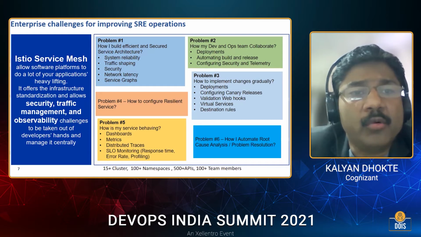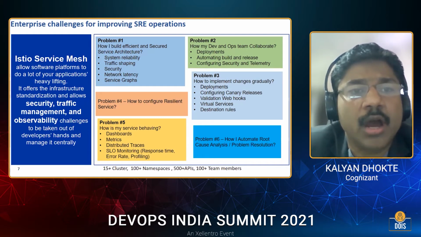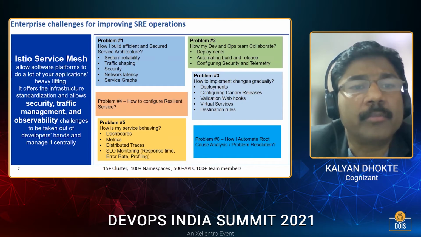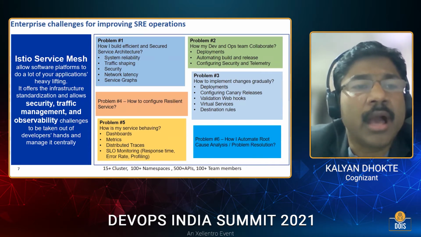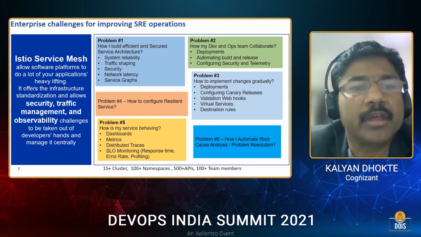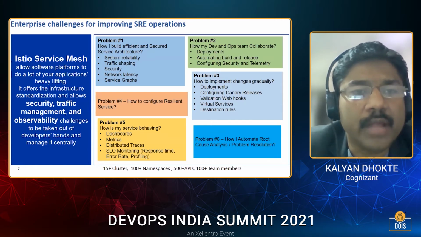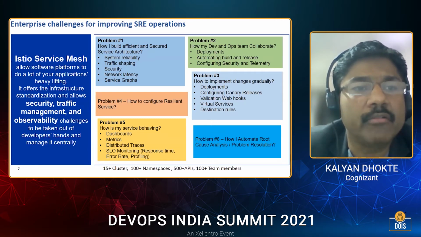Problem five is important. Again, it's how my service is behaving. Whenever developers quickly deploy any of the services, they should get quick feedback from the performance perspective, and they have access to dashboards, metrics and distributed traces. They can quickly analyze the problem if there are any bottlenecks in the service to service communications. So SLO monitoring, a kind of dashboard that gives quick feedback to the developers, is important.